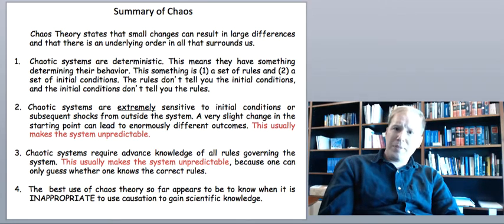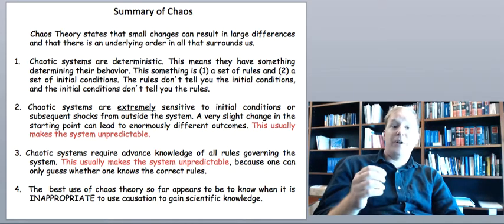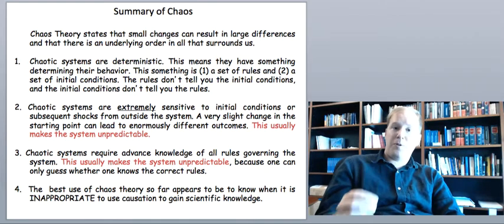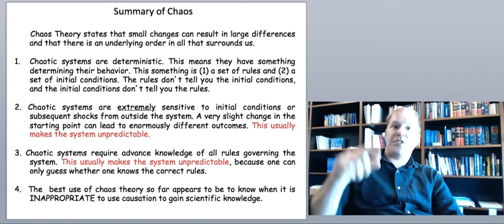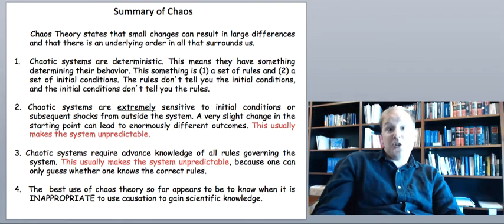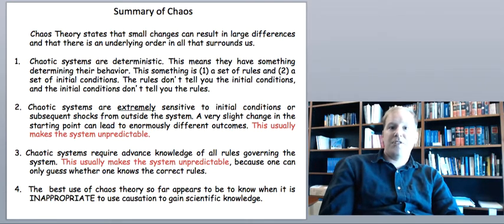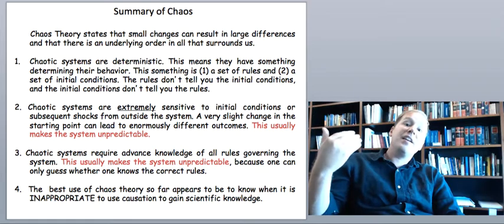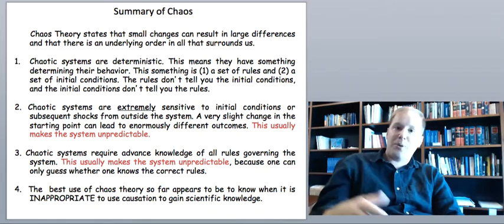Chaotic systems are extremely sensitive to the initial conditions or subsequent shocks that come from outside the system. A very slight change in the starting point of your price series could have enormous differences in how volatile those prices become. This usually makes the system unpredictable. It's very hard to predict, even using fractal methods, what exact prices are going to be. A fractal system also requires advanced knowledge of all the rules governing the system. This itself makes the system very unpredictable, because one can only guess whether the rules one is setting up are the ones that nature or the stock market or whatever are operating by.